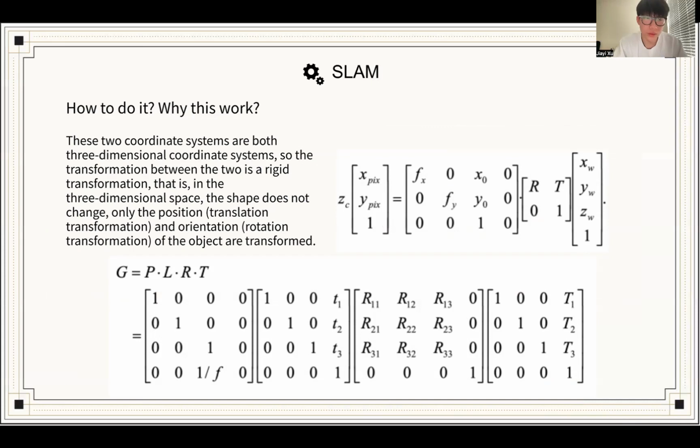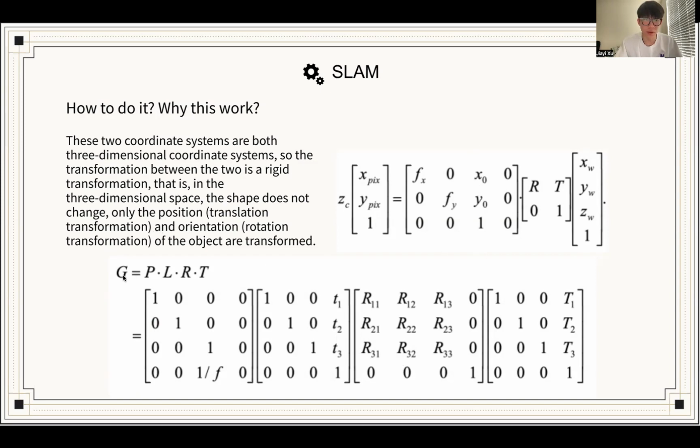These two coordinate systems are both three-dimensional, so the transformation between them is a rigid transformation. In other words, we don't want the shape to change during the change between the two coordinate systems, because we want to understand the environment. We want to build a map, so we don't want the map to look weird because of a change of shape. We only change the position and its orientation. So now we can simply use this equation to represent everything.